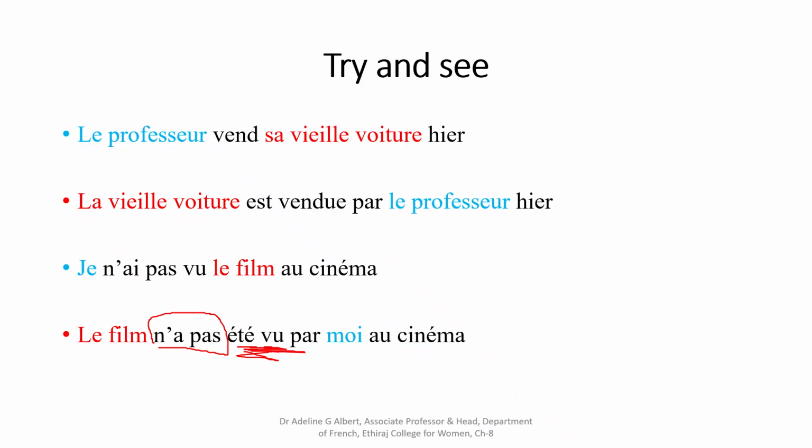Okay? Now, let's look at the first sentence once again. Le professeur has gone to the back. Vieille voiture has come to the end. And the verb has become 3 parts. D'accord? Okay.